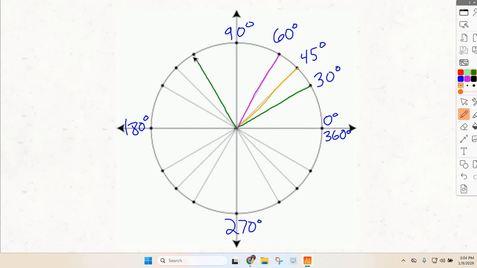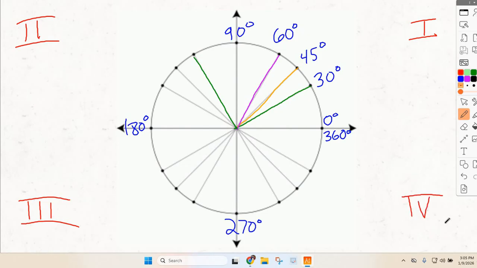So notice that if I look at 30 degrees, this is what we call our first quadrant. And just like as we go with our angles, we go counterclockwise, we also go counterclockwise with our quadrants. So over here, going to the left is our second quadrant, bottom left is our third, and bottom right is our fourth.